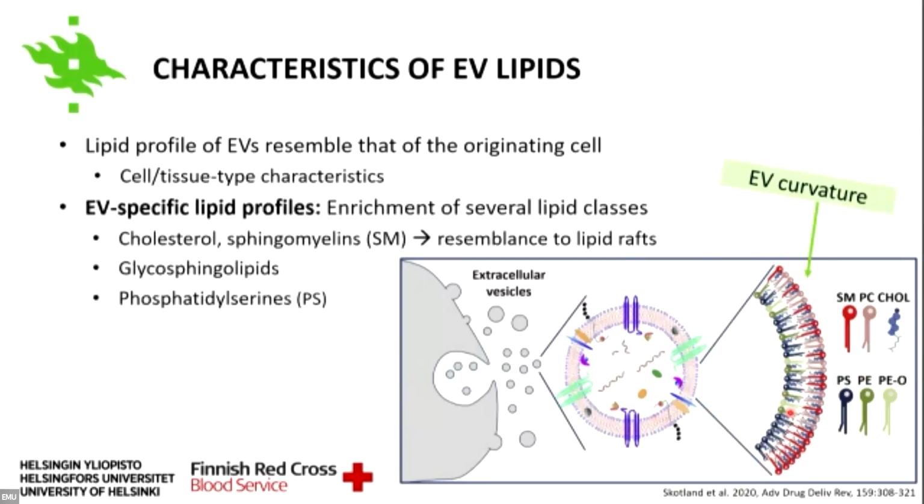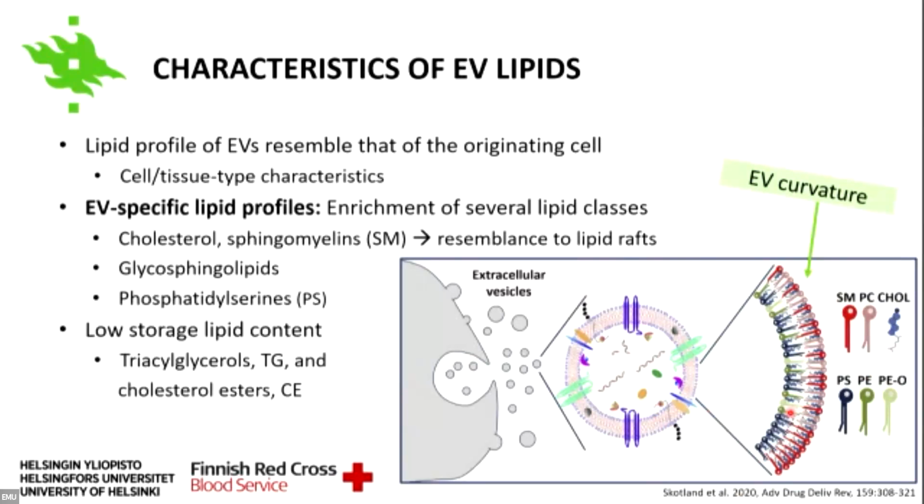There are also enrichments of certain lipid species and lipid classes in EVs, for example cholesterol and sphingomyelins that are important in multiple lipid rafts, and glycosphingolipids and phosphatidylserines that are important in cellular communication. And EVs don't have lipid droplets, so they have low storage lipid content, such as triglycerols and cholesterol esters.